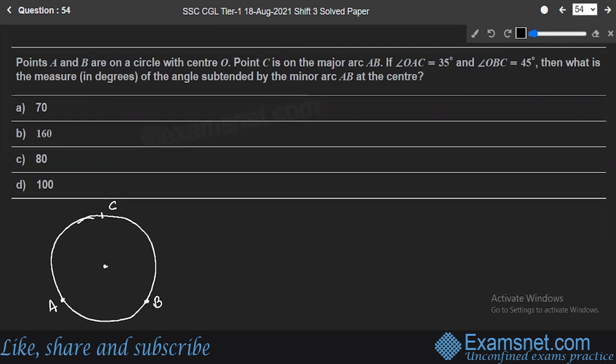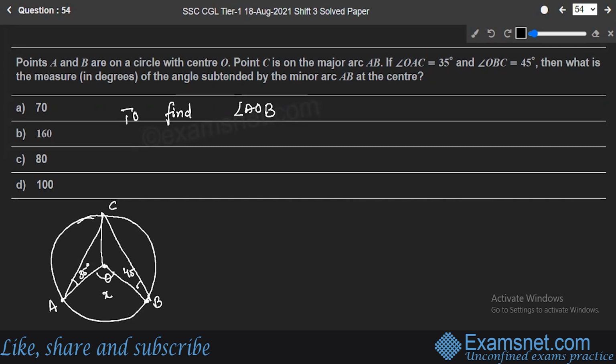If angle OAC is 35, so this is O. Now, according to the question, this angle is equal to 35 degree and angle OBC, this angle is equal to 45 degree. Then what is the measure in degree of the angle subtended by the minor arc at the center? That means you have to find out this angle. If I'm naming this as O, you have to find out angle AOB. Okay, right? So let's start with the question.